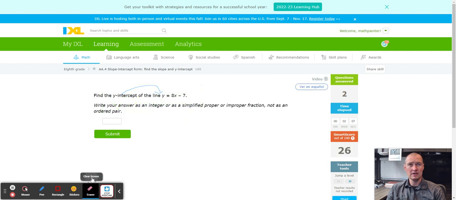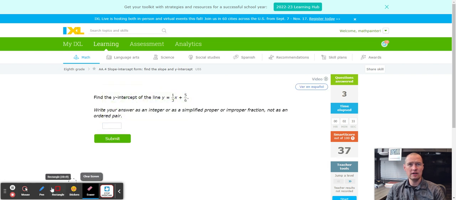All right, next up, just a quick review. 8 will be our slope because it's in front of the x, and with the sign, -7 will be our y-intercept. We are looking for the y-intercept, which means we are looking for the number without the number in front of the x. So, including the sign, we're going to go ahead and put a -7 to show us that is the y-intercept.